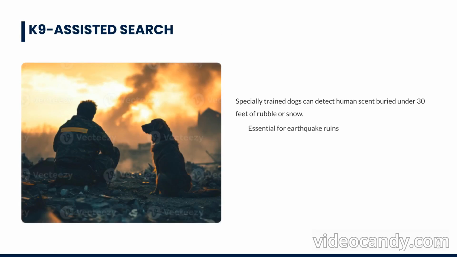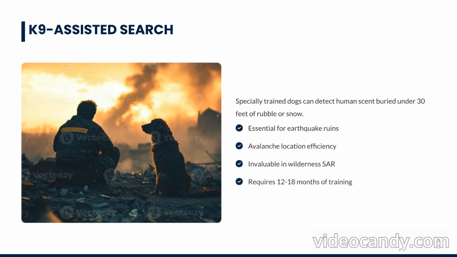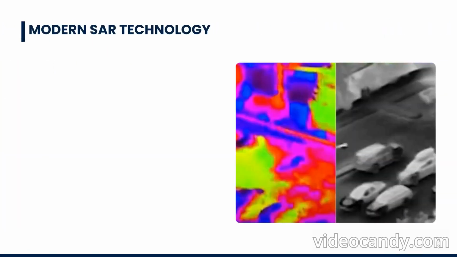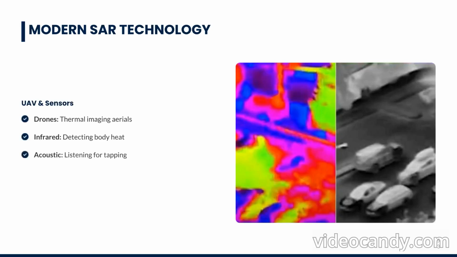Canine-assisted searches are invaluable. Trained dogs can detect human scent under up to 30 feet of rubble or snow. They are essential for earthquake ruins and effective for avalanche location and wilderness SAR, though they require 12 to 18 months of training. Modern SAR technology includes UAVs and sensors. Drones provide thermal imaging aerials, infrared detects body heat, acoustic sensors listen for tapping, and sonar locates underwater victims.